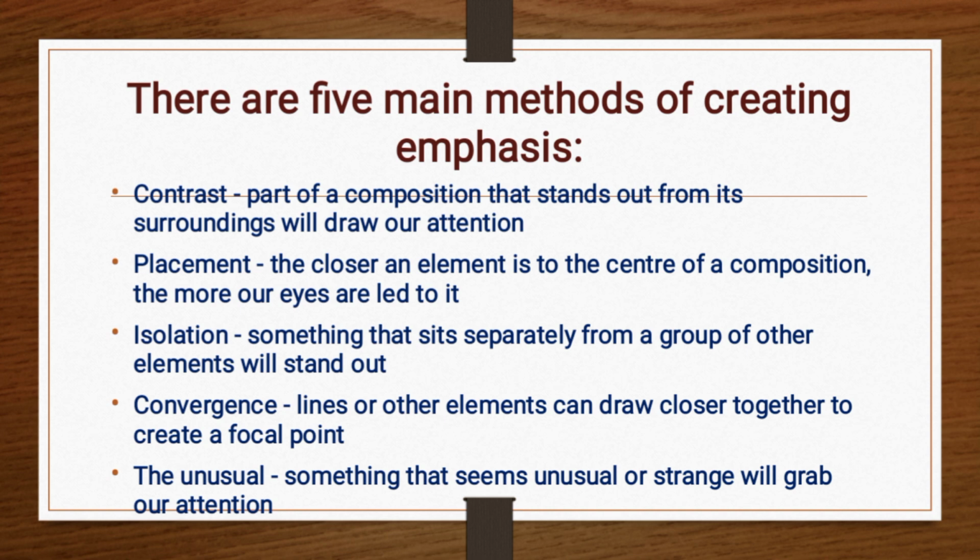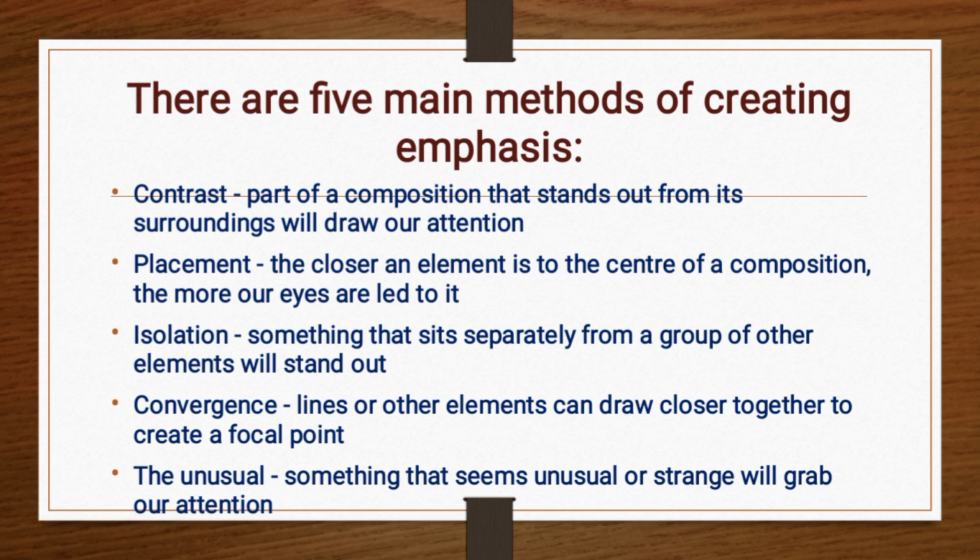While placement is, the closer an element is to the center of the composition, the more our eyes are led to it. Now, what's the meaning of isolation? Isolation, just as the word implies, is when you separate a part from the other areas. Right here it says something that sits separately from a group of other elements will stand out. When you make sure that a part is separated from the others, it is called what? Isolation.